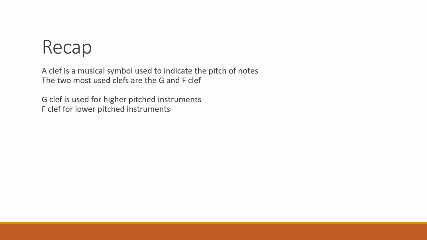So to recap, a clef is a music symbol used to indicate the pitch of notes. And the 2 most used clefs are G and F clef, and you also have the alto clef. The G clef is used for higher pitched instruments, and the F clef is for lower pitched instruments. But how do we know how to read in these clefs? Well, that's exactly what we are gonna do next. In the next videos, we will look at the G clef as well as F clef, as well as the alto clef for those who are interested, and how to read notes in these clefs.